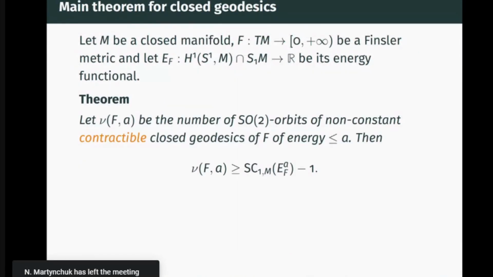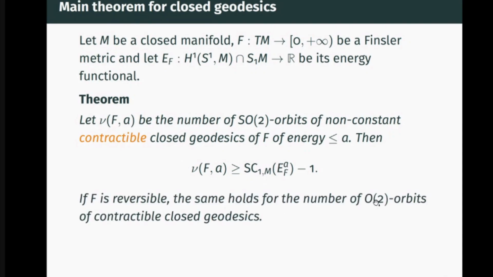Here I can really formulate this lower bound for the closed geodesics. So I take the energy functional, apply this to the energy functional, and take SO(2) orbits of contractible closed geodesics. So I can only study contractible curves in this way. Then I get that the number of contractible closed geodesics of energy at most A is bounded from below by the spherical complexity of this sublevel set minus 1. And the same holds for O(2) orbits if the Finsler metric is reversible. This basically means that the functional is then also O(2)-invariant, as it is for Riemannian manifolds, and then we get the same result for the O(2) orbits of contractible closed geodesics.